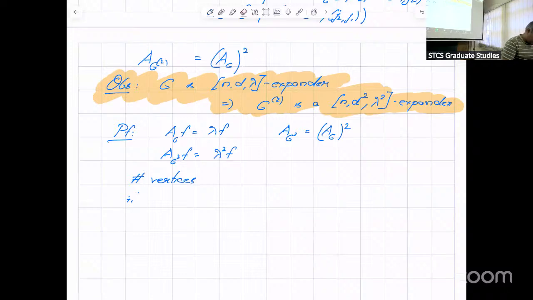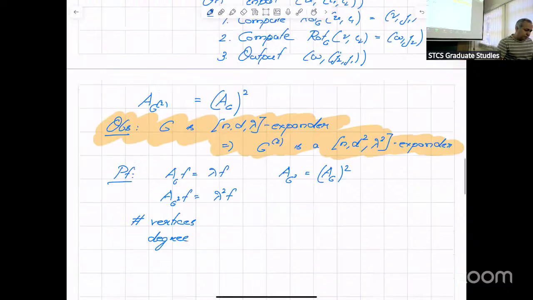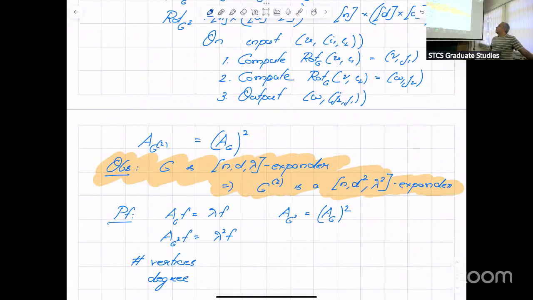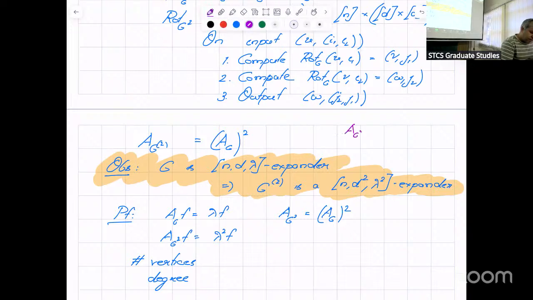The number of vertices stays the same, and the degree will be squared. Why is the adjacency matrix of G squared linear? Okay, good question. Let's see that. What is A_G squared of (U, W)?